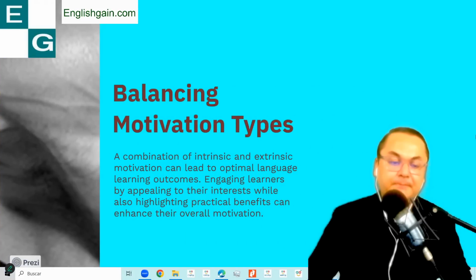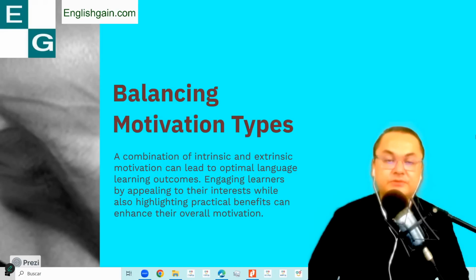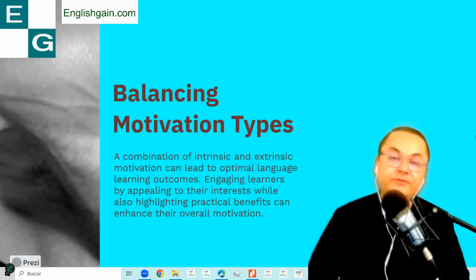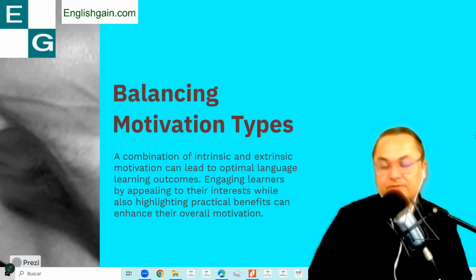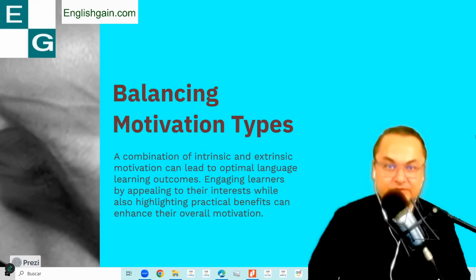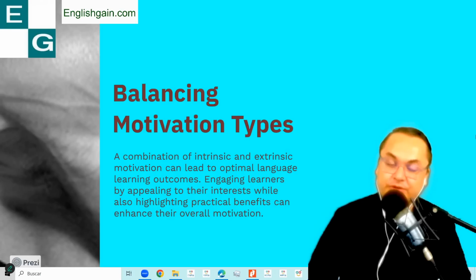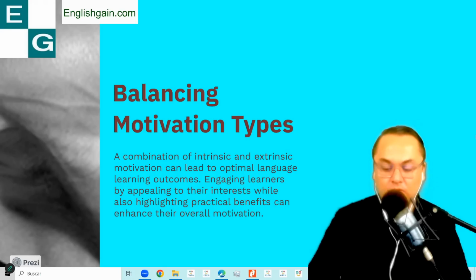And then there is a balancing in motivation types. A combination of intrinsic and extrinsic motivation can lead to optimal language learning outcomes. Engaging learners by appealing to their interest as a teacher, while also highlighting practical benefits, can enhance their overall motivation. As good teachers, we are going to try to find these motivational factors. We want to find out the students' needs, and we want to exploit them so students can keep motivated.